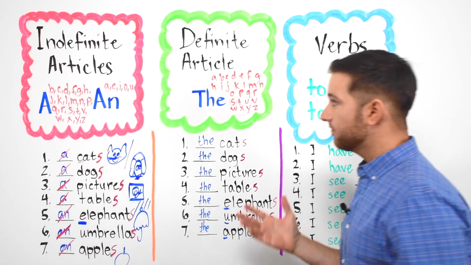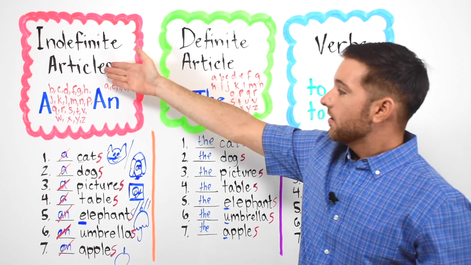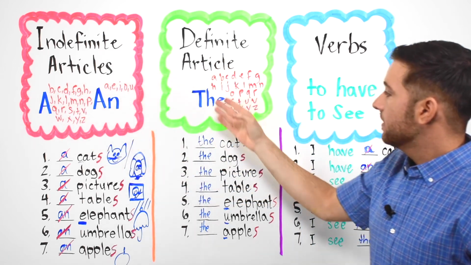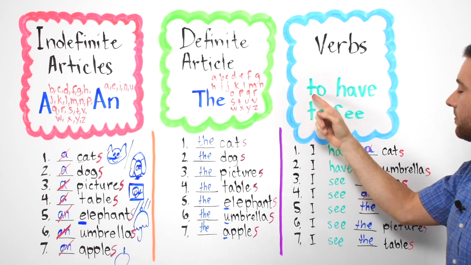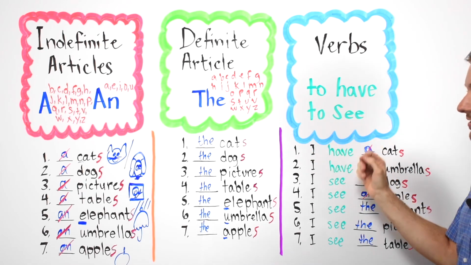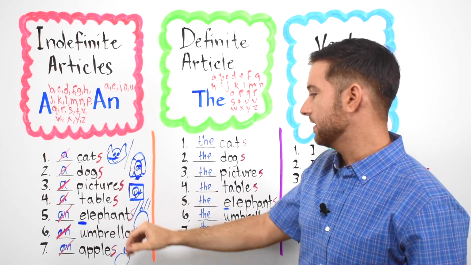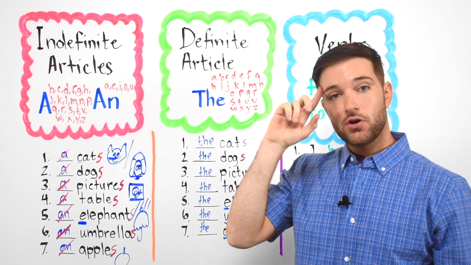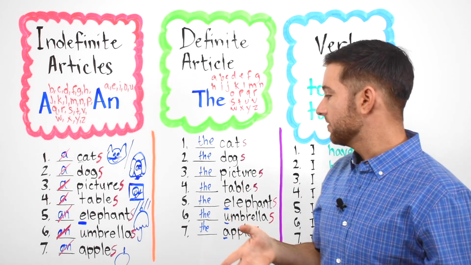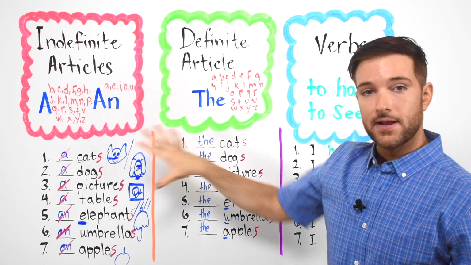And guys, that's it for this lesson. This is lesson number 1 on indefinite articles, a and an, and the definite article the. And then we have two verbs, the verb to have and to see. And we have a few nouns here, that being cat, dog, picture, table, elephant, umbrella, and apple. So just go ahead and make sure you memorize all these words. In the next lesson, we're going to be reviewing this and some more.